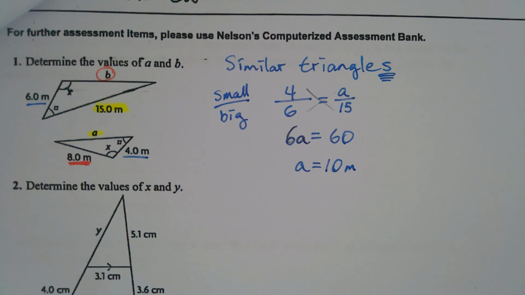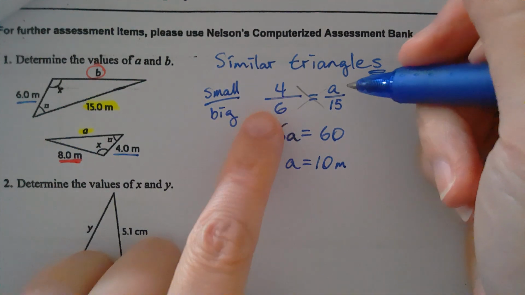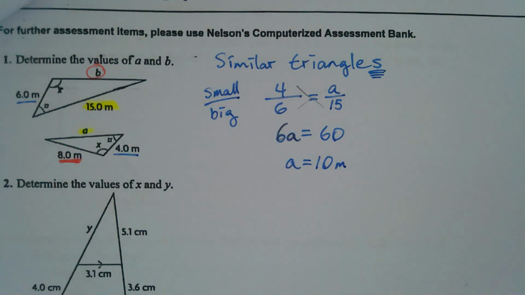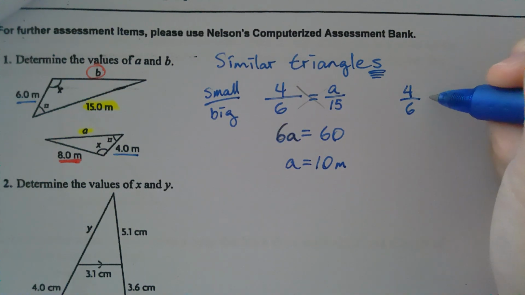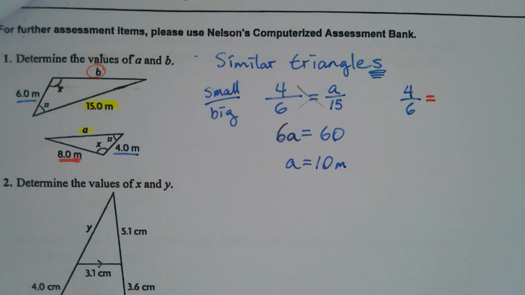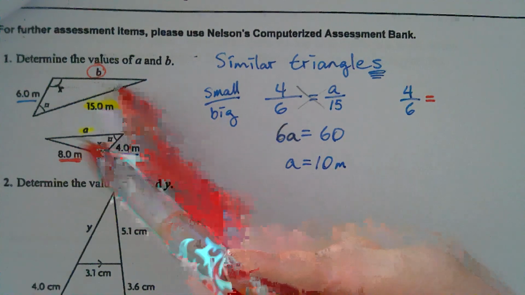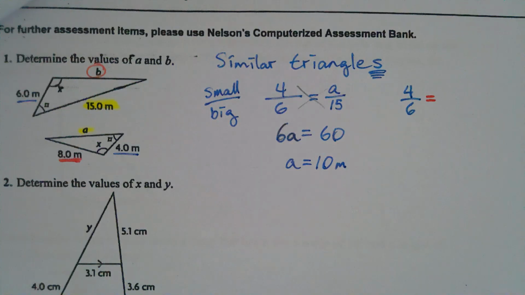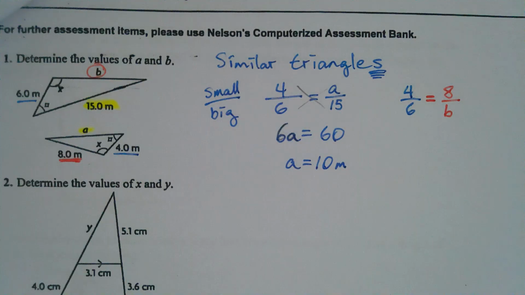Okay, now to solve for B, I do the same thing. I need one pair that has all numbers. So what is that pair again? It's the 4 over 6 pair. Okay, equal. Now I put my second pair for B. So for B, is it B over 8 or 8 over B? Alexia? 8 over B, right? Because I'm doing the small triangle to the big triangle.